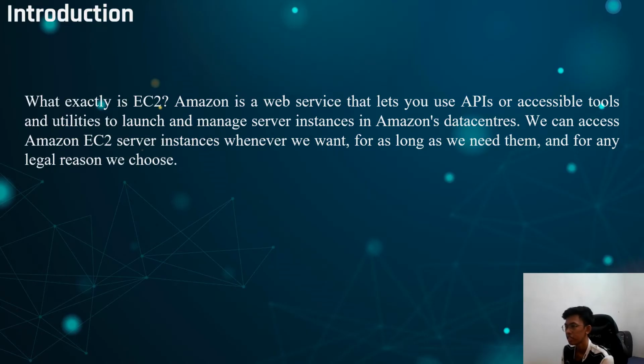Introduction. What exactly is EC2? Amazon EC2 is a web server that lets you use API or accessible tools and utilities to launch and manage server instances in Amazon data centers. We can access Amazon EC2 server instances whenever we want, for as long as we need them, and for any legal reason we choose.